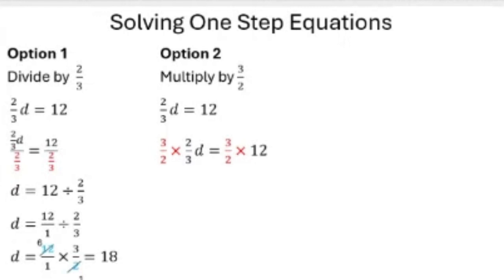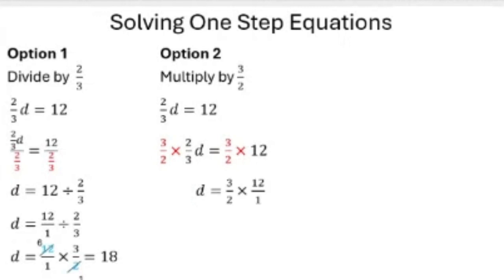So I multiply by 3 over 2 on both sides. And you can see in red, I did the same thing to both sides of the equation, so this is legal. Look at how nicely this works out. On the left, we get 6 over 6, which is just 1, right? The 6's cancel. On the right, we still have to do our fraction work.